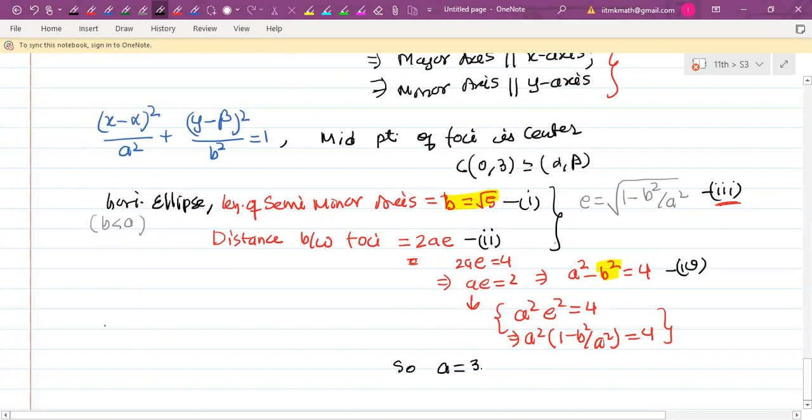So finally, what is the equation of the ellipse then? x minus alpha is x minus 0, so x square upon a square, 9, plus (y minus 3) whole square upon 5 is equal to 1. So this is the equation of the ellipse, a horizontal ellipse.